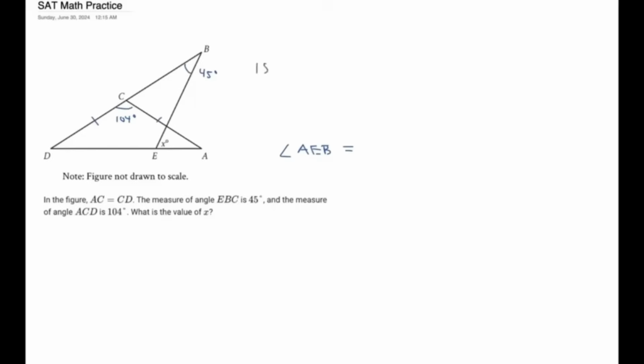Because there's only 180 degrees in a triangle, and we know angle ACD is 104. So that gives us 76 degrees between those two angles. And so we can divide that in half, and we get 38 degrees. So we know each of these angles: angle A is 38 degrees, and angle D is also 38 degrees. Okay, so that's one step of the puzzle.